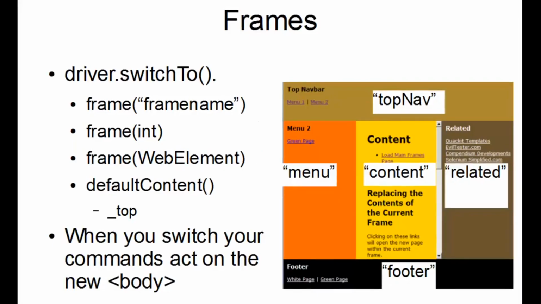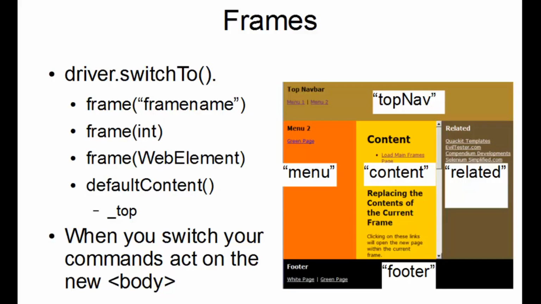So this is the overview of the Frames API. You can see again that we change context, so we driver.switchTo a frame in order to use it, and we can access the frames through the frame name, through the number of the frame, 0, 1, 2, 3, 4, 5. We can access it based on finding it as a web element. We can switch to the default content, which will take us back to the top of the main page. And when you switch, your commands act on the new body in the frame.